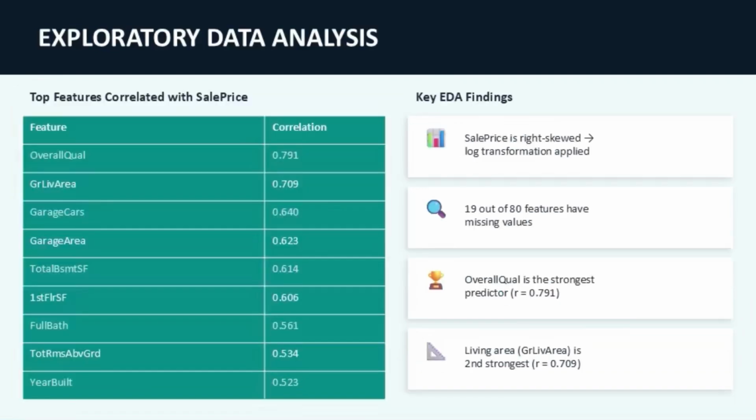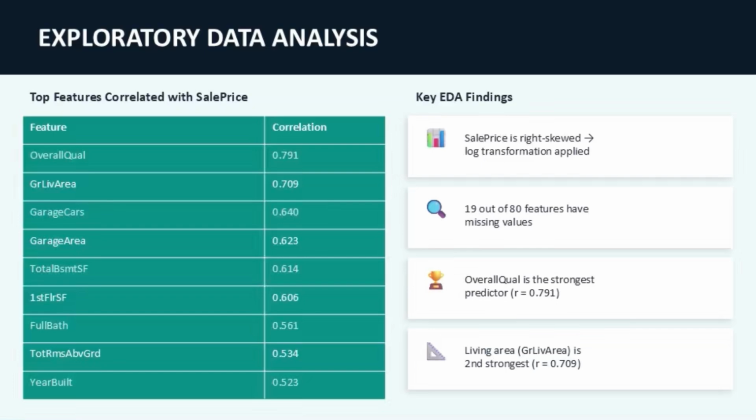Before building models, we performed exploratory data analysis to understand the dataset better. First, we looked at the distribution of the sale price. We noticed that it is right-skewed, meaning most houses are in the lower price range, while a few luxury houses have very high prices. To fix this, we applied a log transformation, which helps make the data more normally distributed and improves model performance.